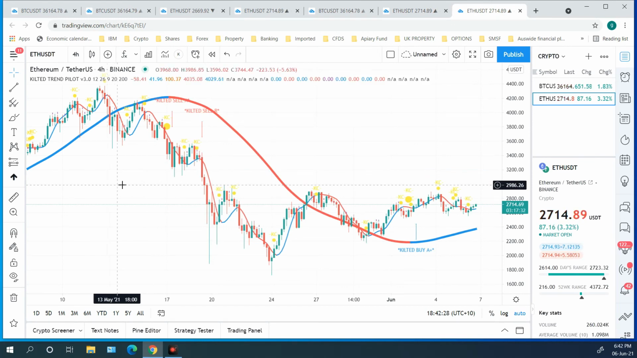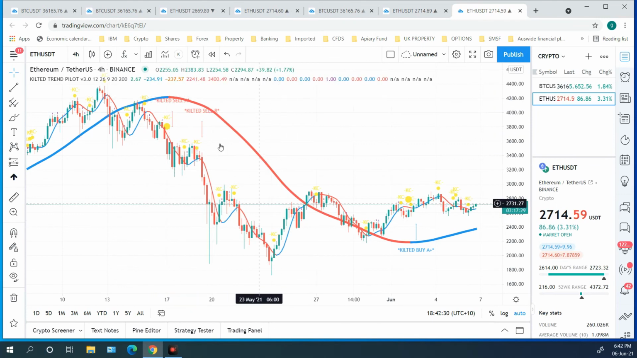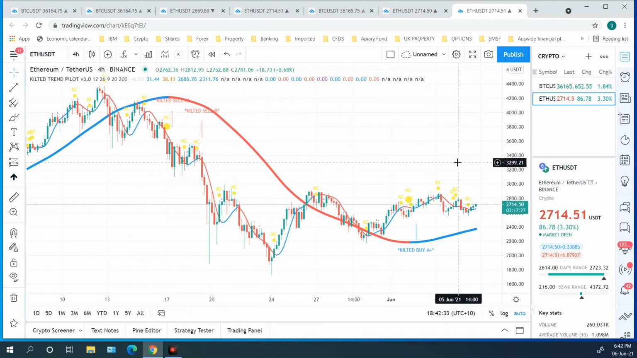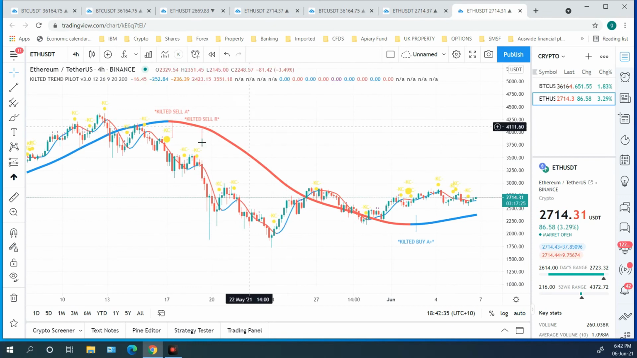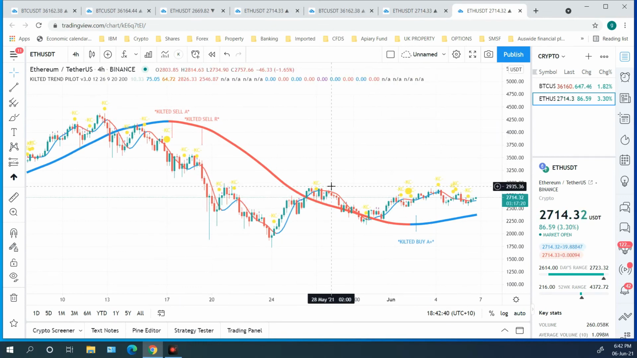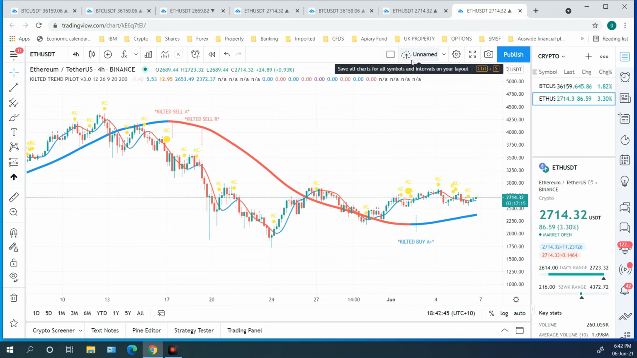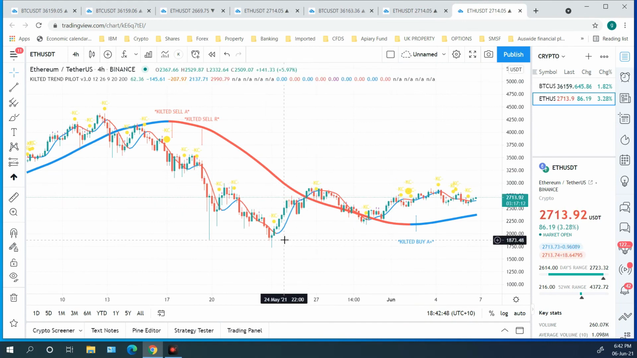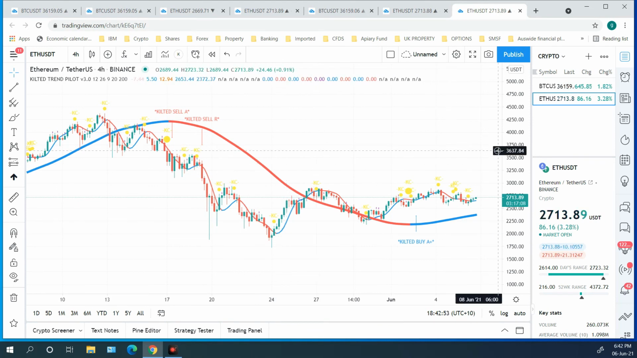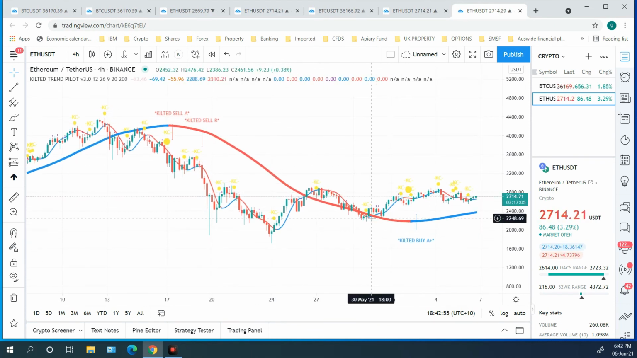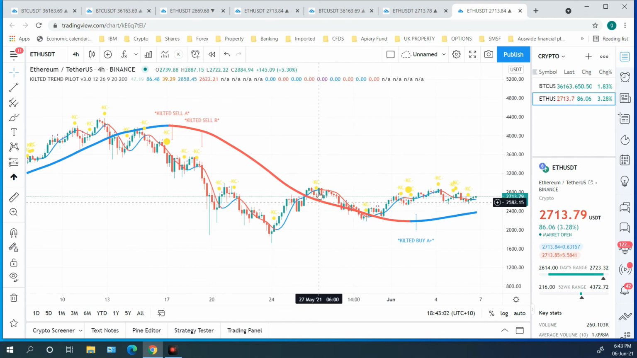It obviously shows you how good this indicator is. We're not going to go through any of this again though. We've covered this at length before. What I will say, guys, is get this on your charts. It is really, really good when you combine it with Sarid's supply and demand zones that I pointed out earlier. I will have a link to some of Sarid's content. When you couple it with the Kilted Trend Pilot, it is very, very good.